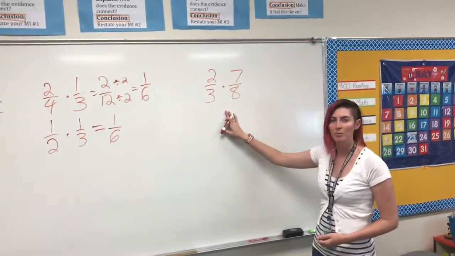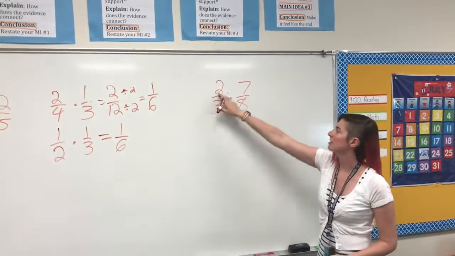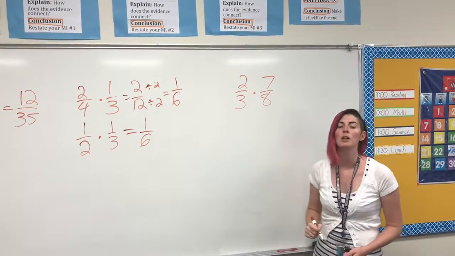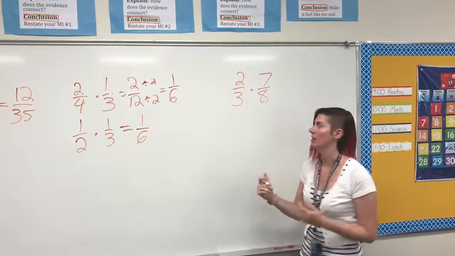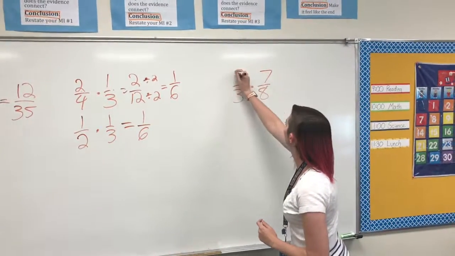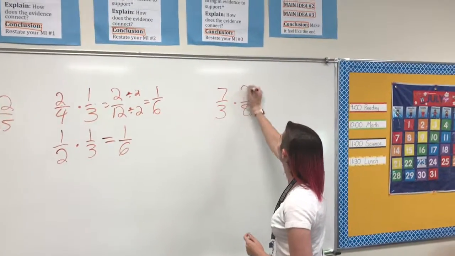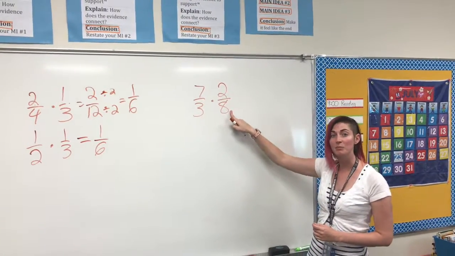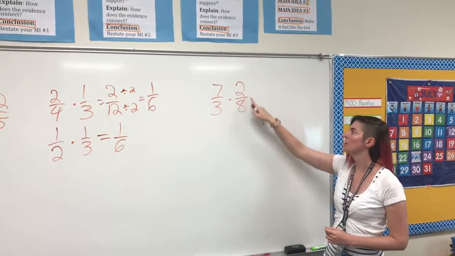So here's another example. So we're multiplying fractions, top times top, bottom times bottom. First we want to see if we can simplify. We do that by switching the numerators. So 7 comes over here, and 2 goes over there. So now we can see that 2/8 is something that we can simplify because both 2 and 8 are divisible by 2.